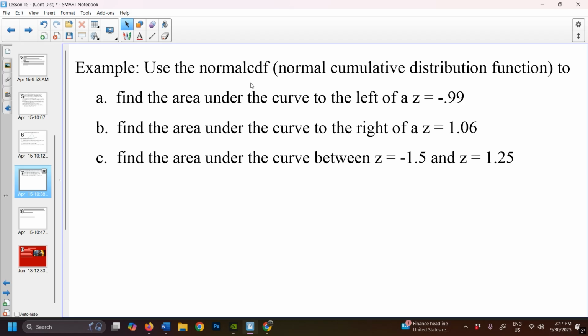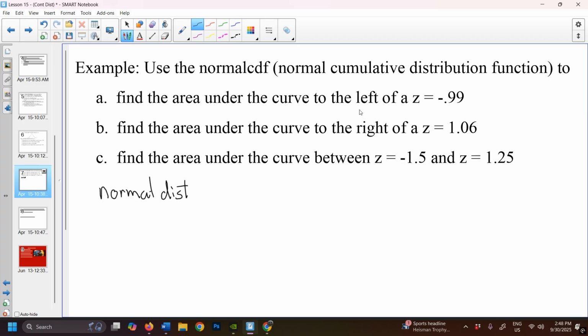Now for Desmos, you're not using just the normal CDF. You are actually going to use the normal distribution, so normal dist function. Now, one thing that Desmos does is it combines a number of functions together that are in the same group, and normal CDF is a part of this normal distribution function.